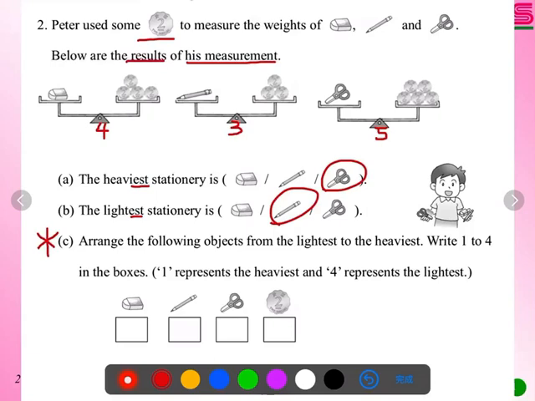Right. And question C is a bit challenging, a task that you need to think more about so that you can get the correct answer. Arrange the following objects from the lightest to the heaviest. Lightest to heaviest means the one with the least number of coins to the one with the most number of coins. Write 1 to 4 in the boxes. So this is important, the words inside the bracket. 1 represents the heaviest and 4 represents the lightest.